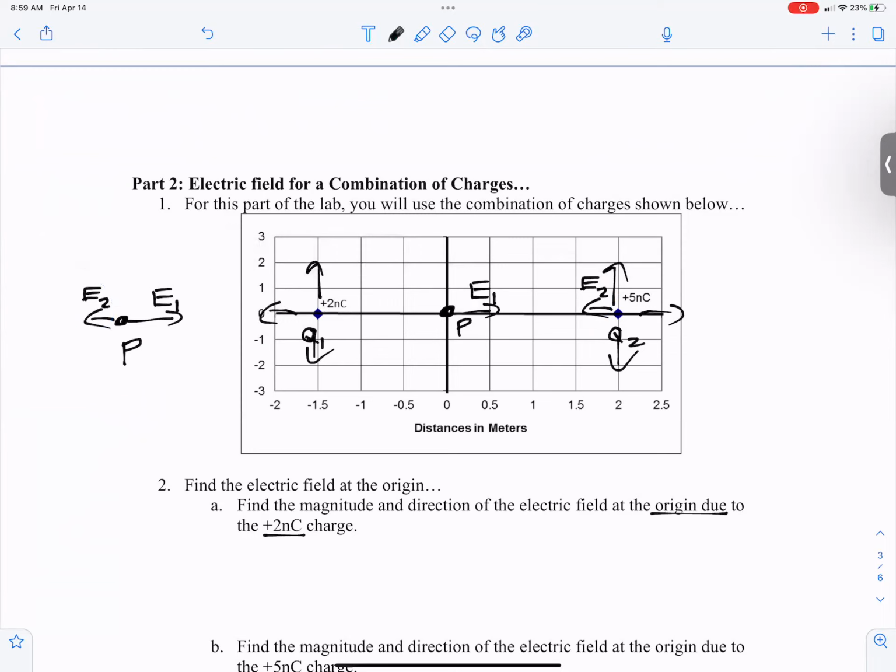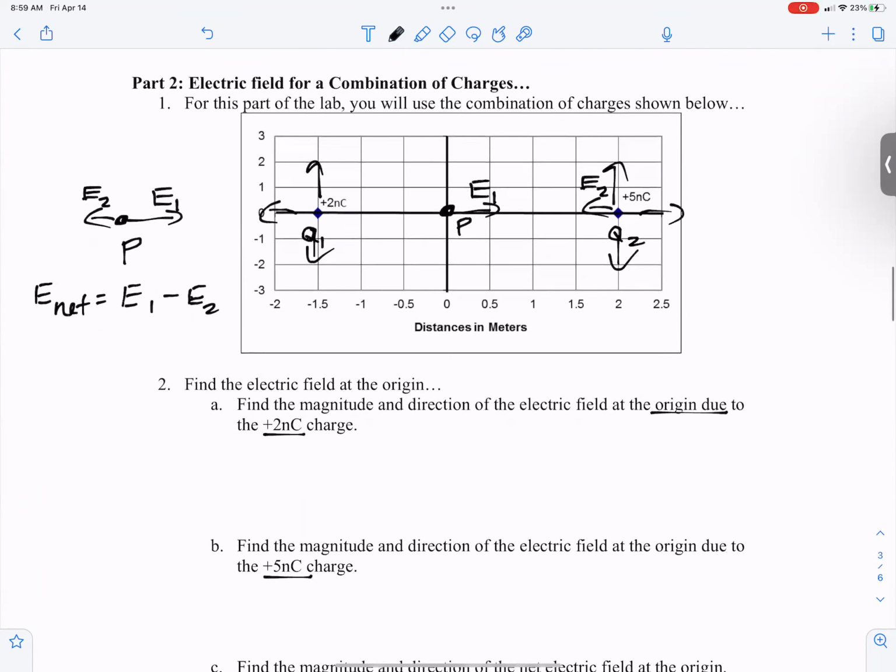And you can see since E1 and E2 are going in opposite directions, the net field will be calculated by just simply subtracting the two. Whichever has the bigger field magnitude, that is the direction the net field will be going in. So if your answer is positive, it's going to the right. If your answer is negative, it's going to the left. Okay, so let's figure out the individual field magnitudes.